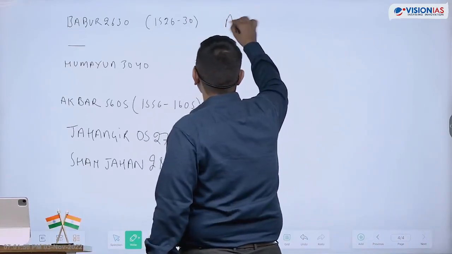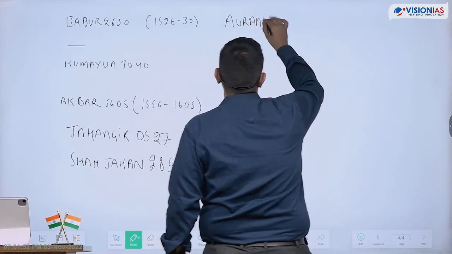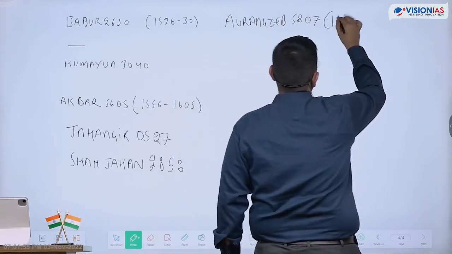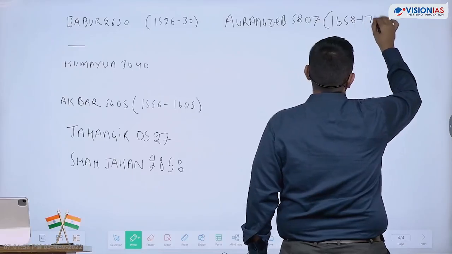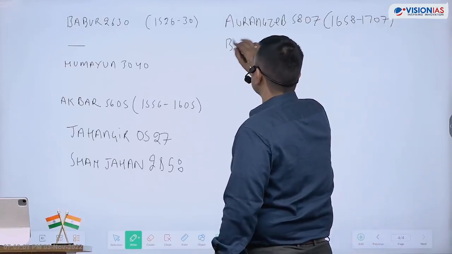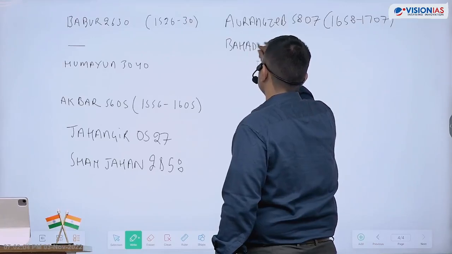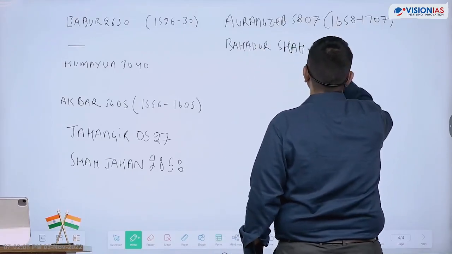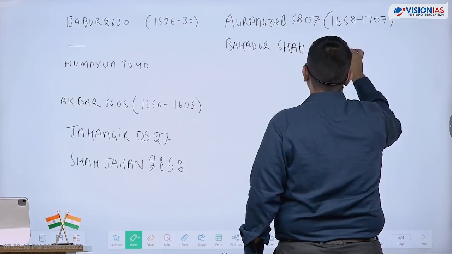Then Aurangzeb 5807. Since this is change of century, so therefore 1658 to 1707. Then Bahadur Shah. Leave more lines after Aurangzeb. Bahadur Shah 5807. So what is the homework?